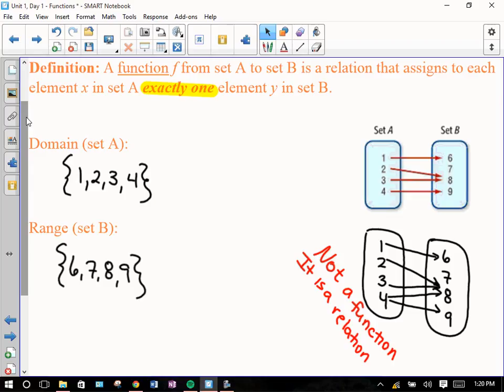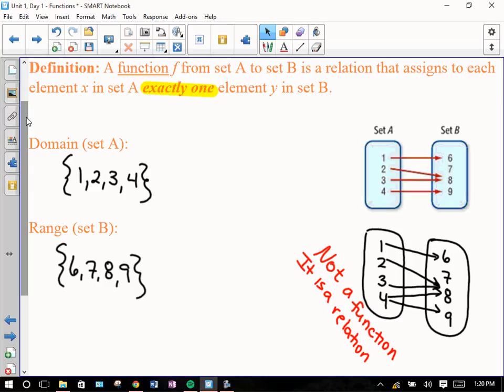And again, if we looked at that picture that I just drew that's not a function, the domain would still be what? Yes, the domain is still 1, 2, 3, 4. The range is still 6, 7, 8, 9. It's just not a function. Okay. So, just to clarify, if you have an x value or a domain value that maps to 2 y values or 2 range values, it's not a function.